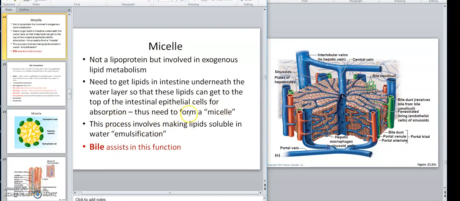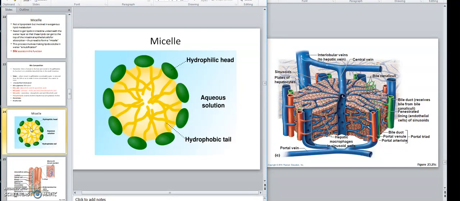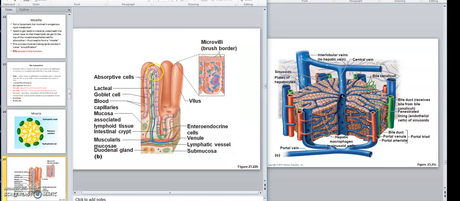Thus, you need to make a micelle. The bile helps make this micelle. Then this micelle can come down on the top of the intestinal epithelial cell and go through. That's the purpose of bile.